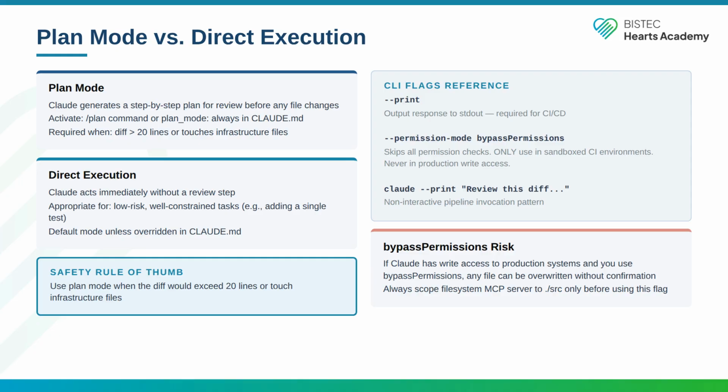The permission mode bypass permissions flag skips all permission checks, allowing Claude to read and write files without asking for confirmation. This is essential for non-interactive CI/CD pipelines. There's no human to approve permissions during a pipeline run. But it's only safe when the environment is properly sandboxed. If the pipeline agent has write access to production systems and you enable bypass permissions, Claude can overwrite any file without confirmation. The rule is scope your MCP file system server to source only and confirm the pipeline agent has no production credentials before using this flag.